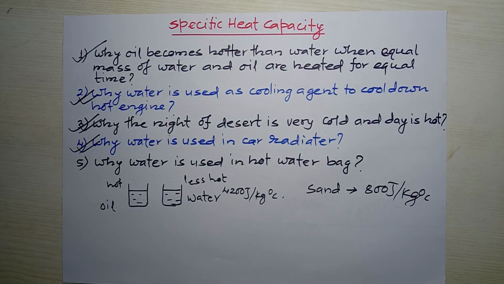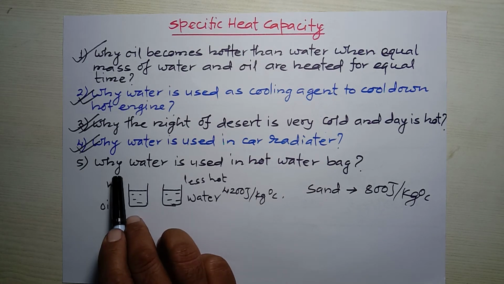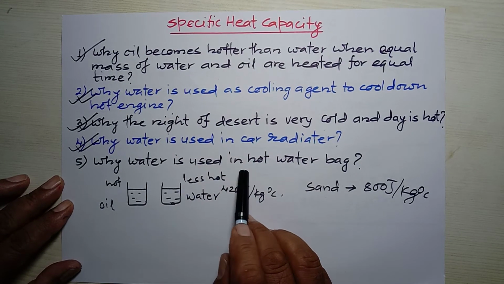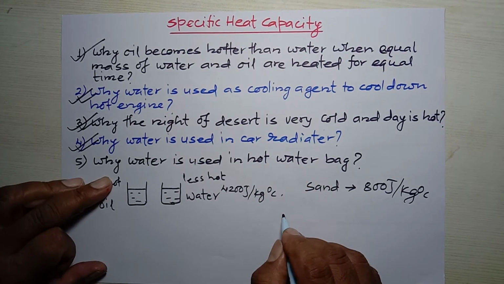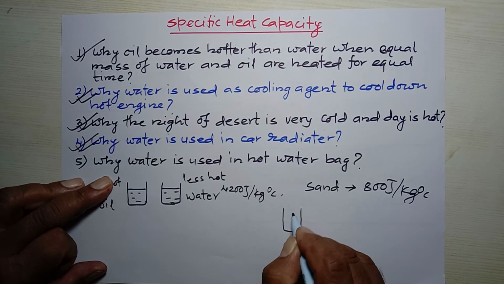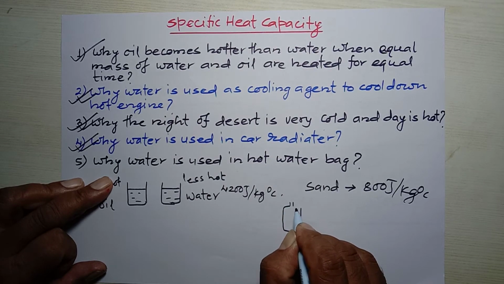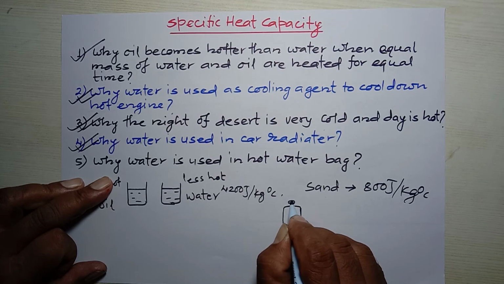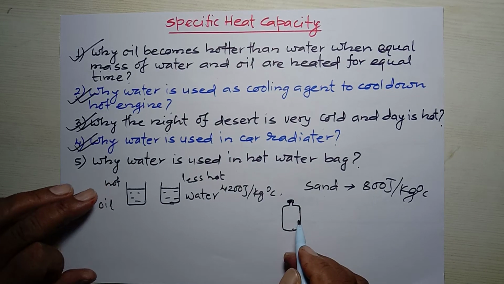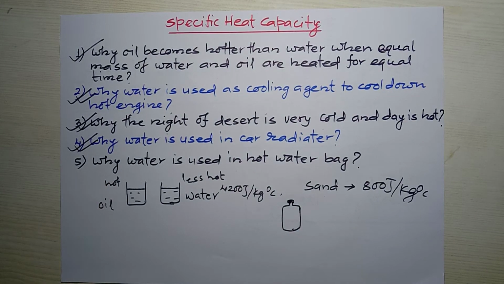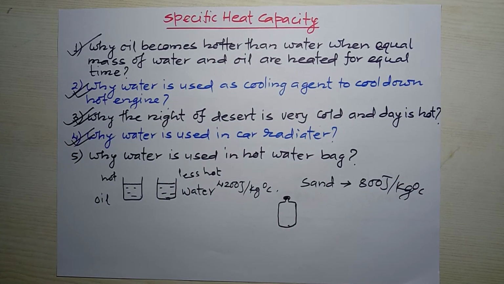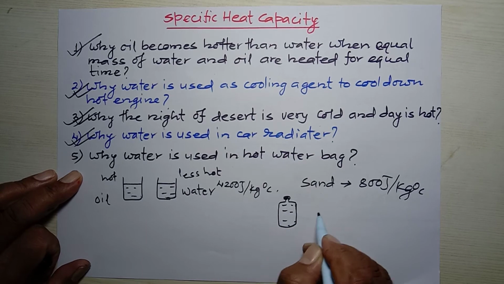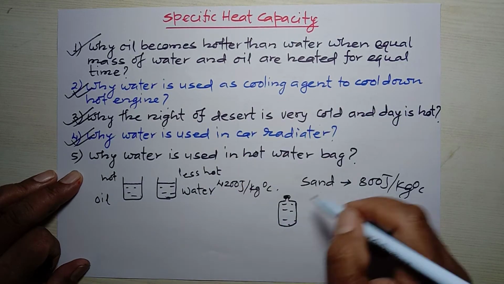Now there is another question. Why is water used in a hot water bag? A hot water bag is used at home, and it is normally filled with water. It is designed to be filled with water, and it is made of rubber. Why water? For health, we could use oil also, but why water? What is the reason for using water? Water has very high specific heat capacity.